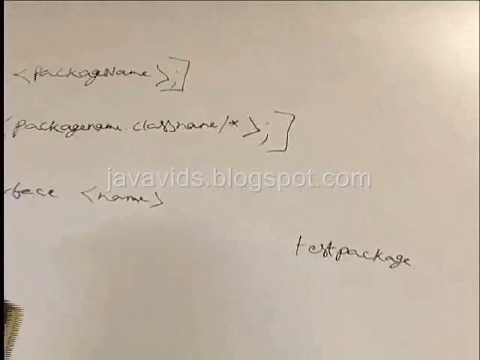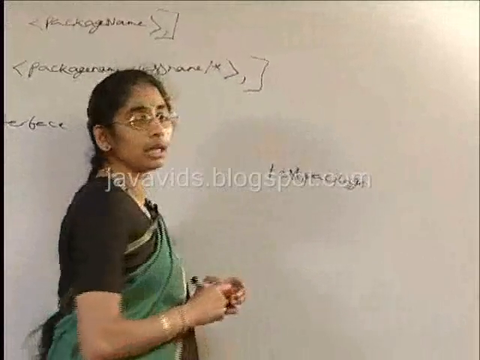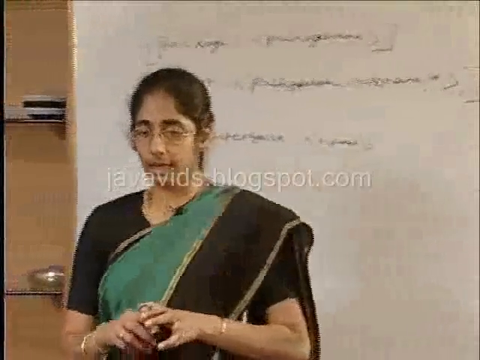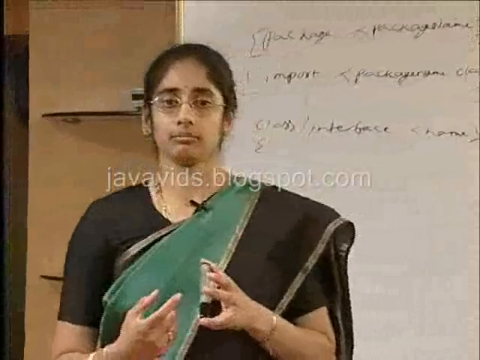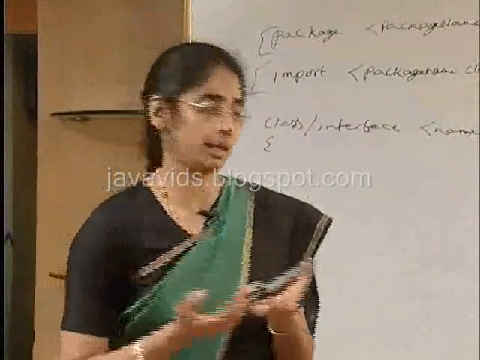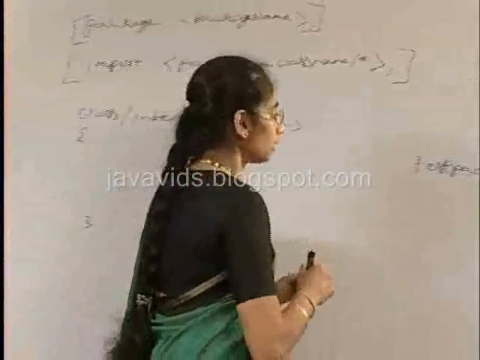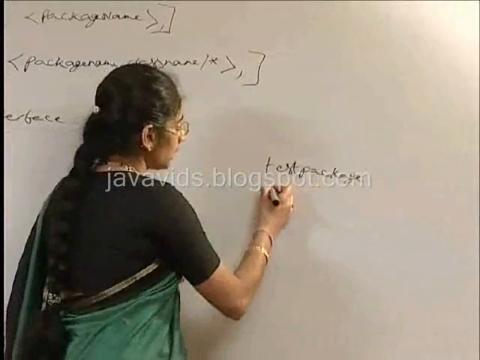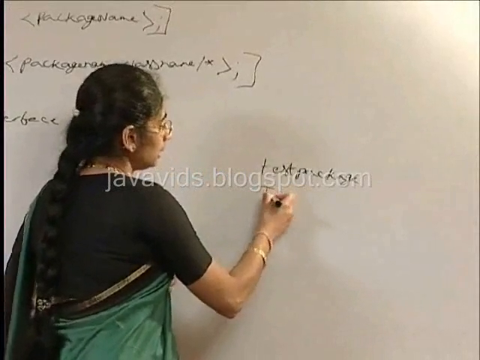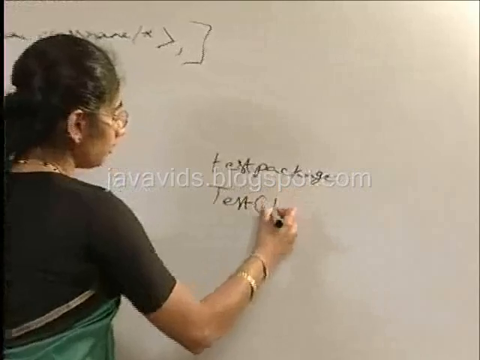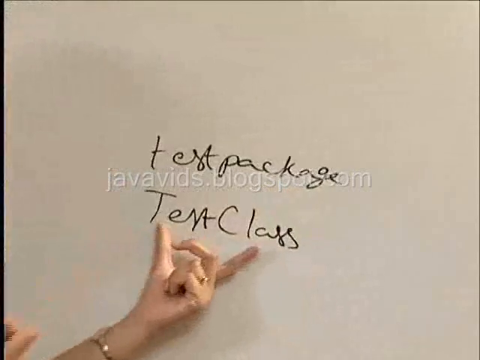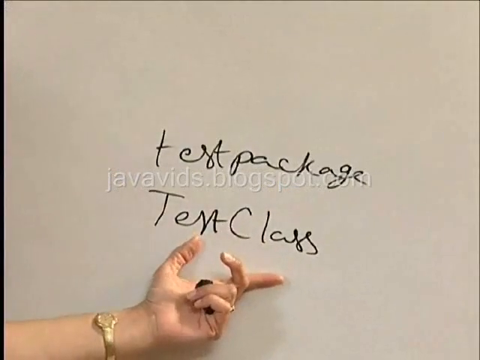Class names or interface names must begin with uppercase, and every word's first letter in the name should be uppercase as well. So for example, if I say TestClass is the name of a class, T of Test and C of Class in the name TestClass should be capital.